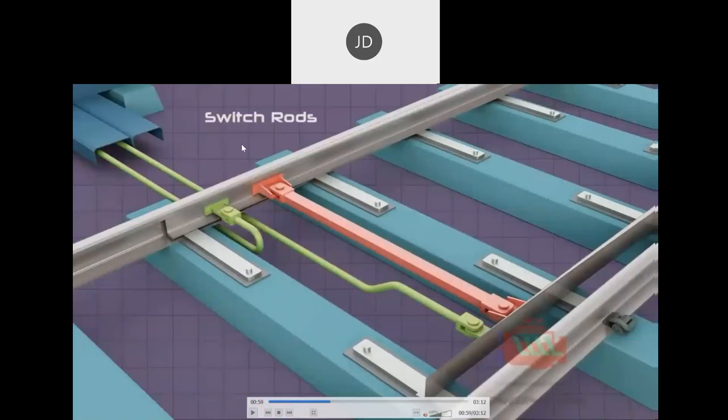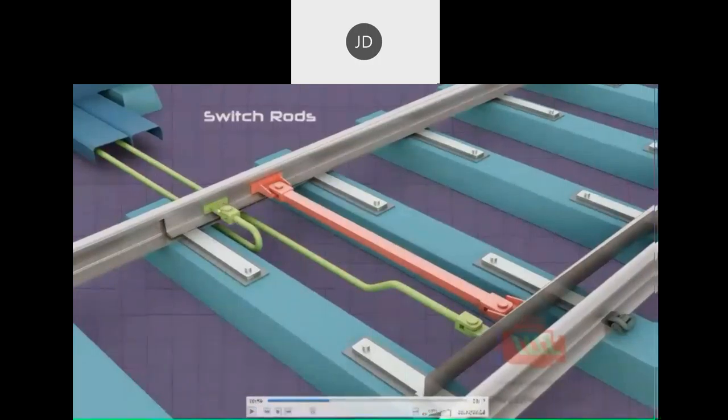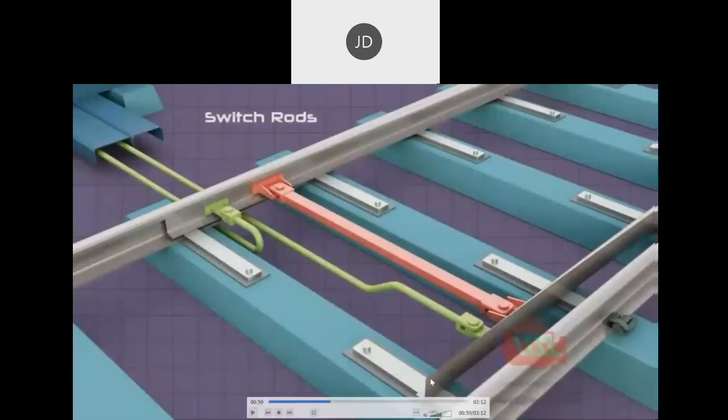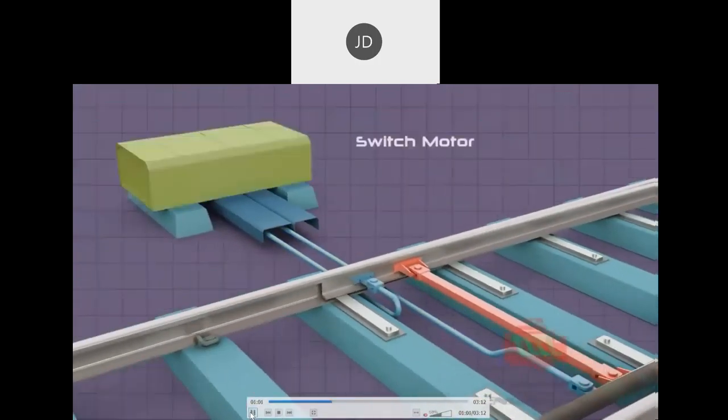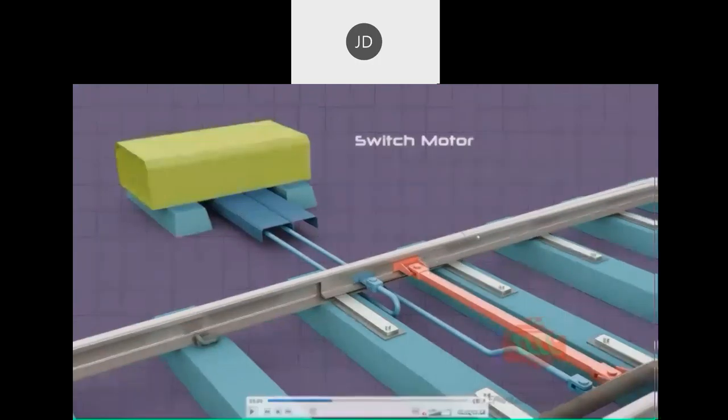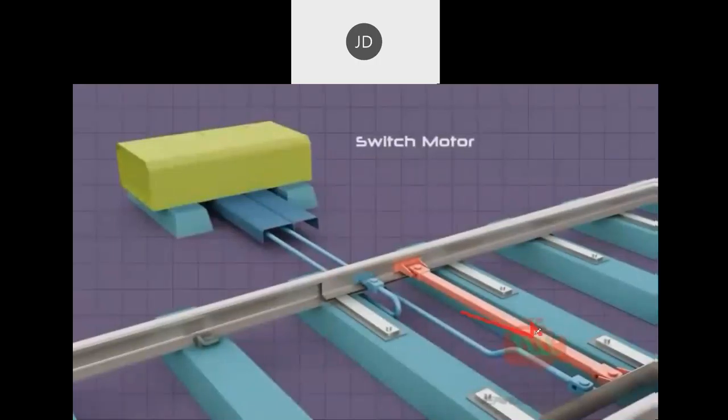This is a switch rod. These switch rods are connected with the point rail. This one is connected with this rail and this one is connected with this rail, and to move at the same rate, it is done by this stretcher bar. And here you can see the switch motor. Basically, the switch motor allows the point rail to move in a lateral direction. That means it may be in this direction or in this direction with the help of this rod.